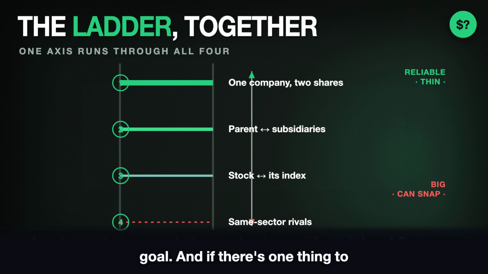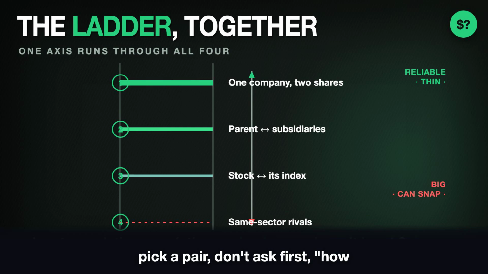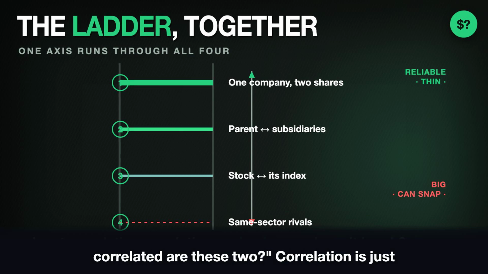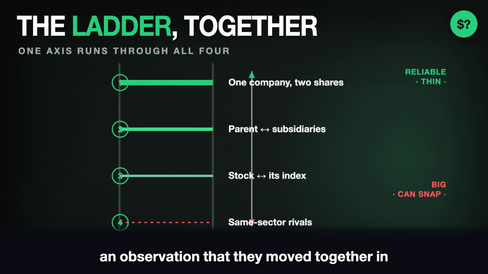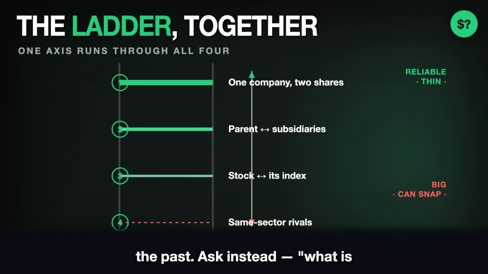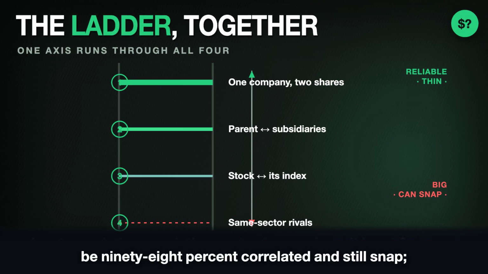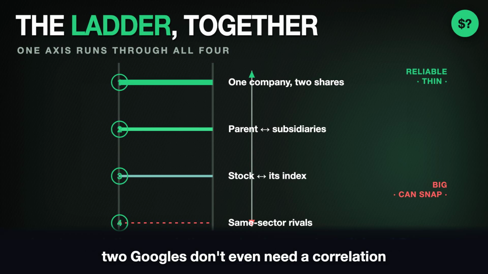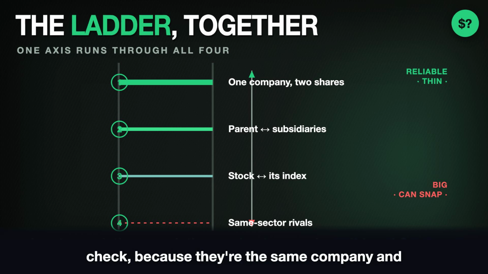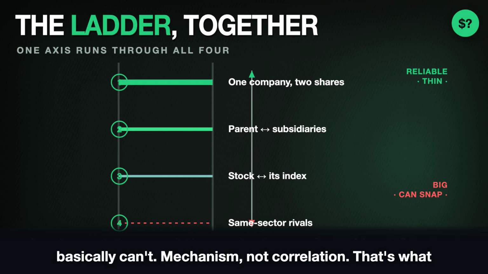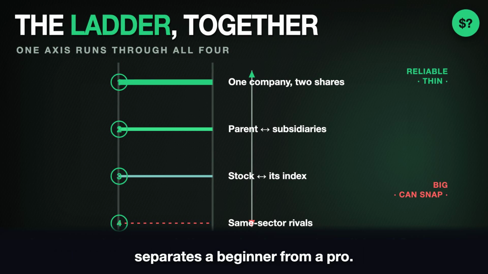And if there's one thing to take away today, it's this. When you pick a pair, don't ask first, how correlated are these two? Correlation is just an observation that they moved together in the past. Ask instead, what is the chain binding these two, and can that chain break? Coke and Pepsi can be 98% correlated and still snap. Two Googles don't even need a correlation check because they're the same company and basically can't. Mechanism, not correlation. That's what separates a beginner from a pro.